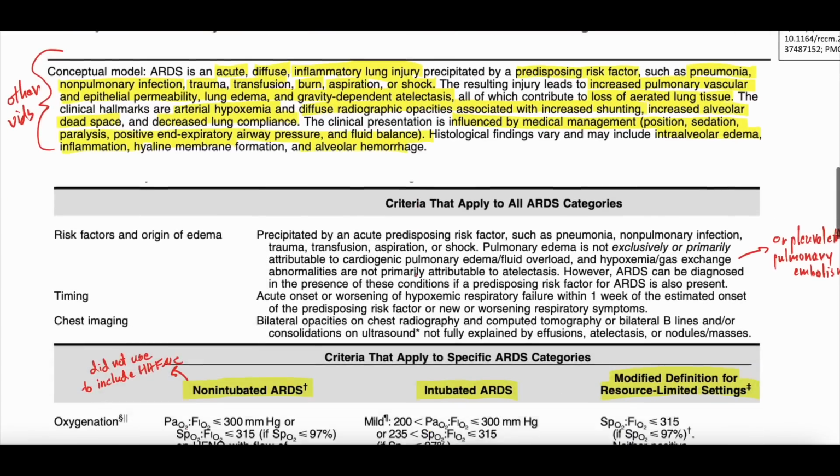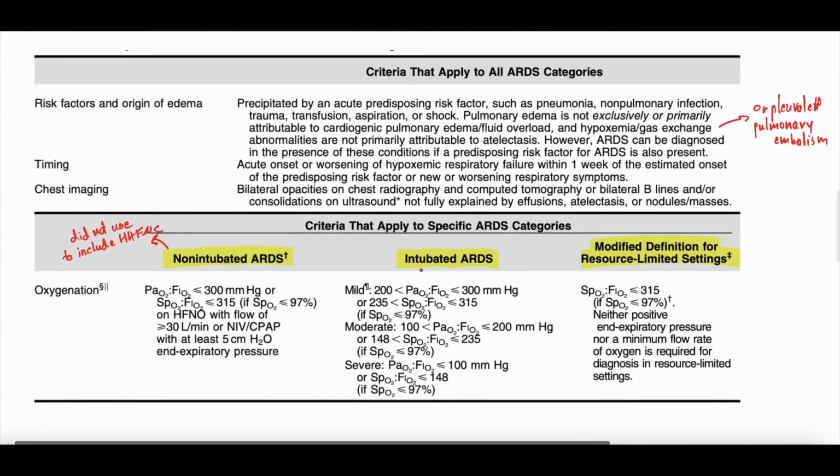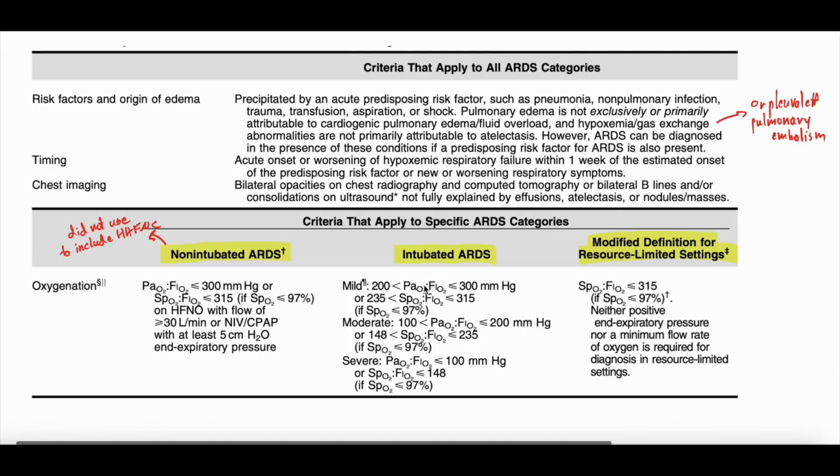Let's get into the diagnostic criteria. These are the new global diagnostic criteria for ARDS. All right, and you might note that there's some kind of overlap that we're seeing. Well, first off, there are these three diagnostic criteria, and they look somewhat familiar. Risk factors and origin of edema.